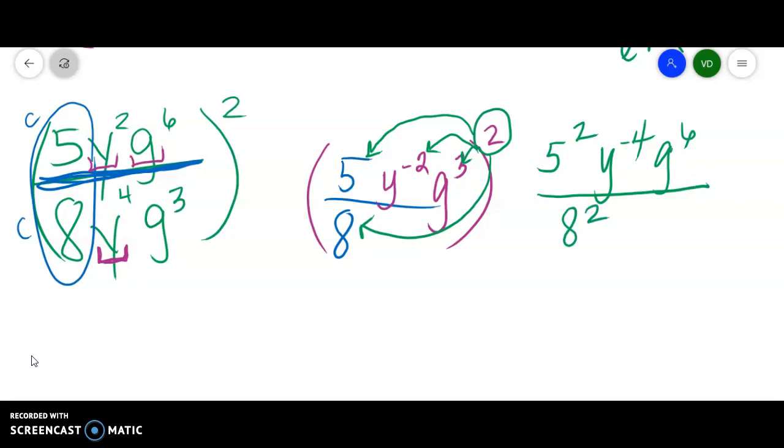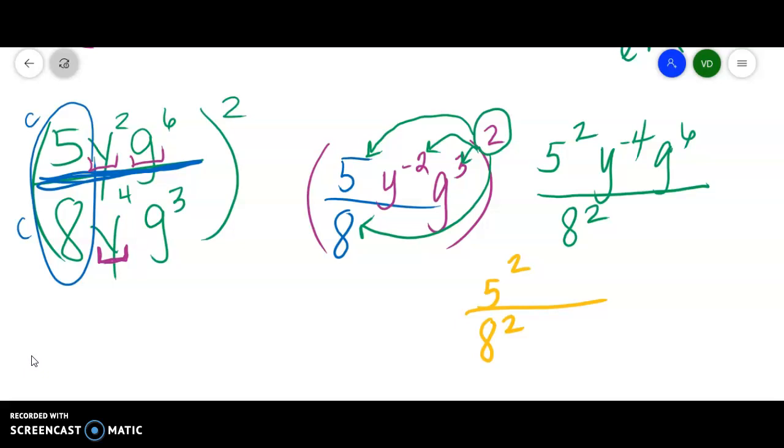Okay, so far so good. I'm going to keep 5 to the second power and 8 to the second power, so we don't have to simplify those. So I'm going to keep that like that: 5 to the second power over 8 to the second power. So now I have to ask myself, is there anything else that I can simplify further?